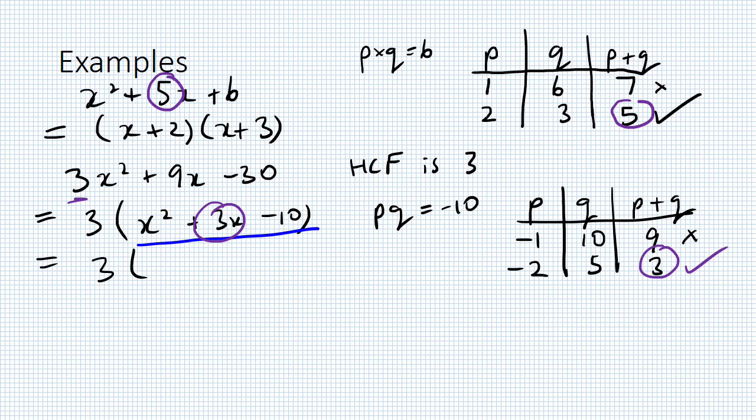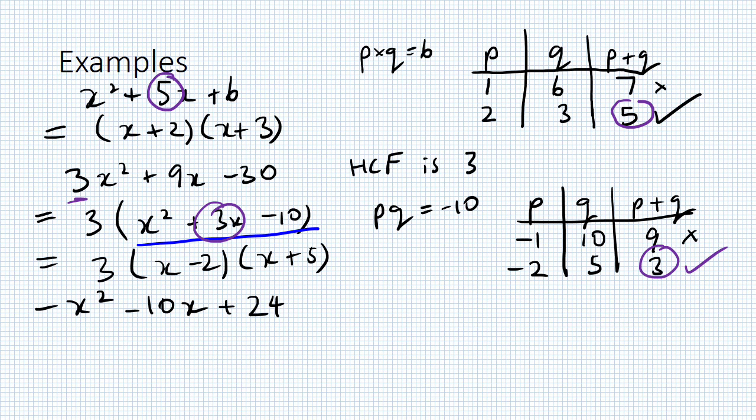So now factorise that, leave 3 out the front. Factorise that as x take 2, x plus 5. And again, we're done. One more. This time I'll look at an expression with a negative coefficient of x squared.